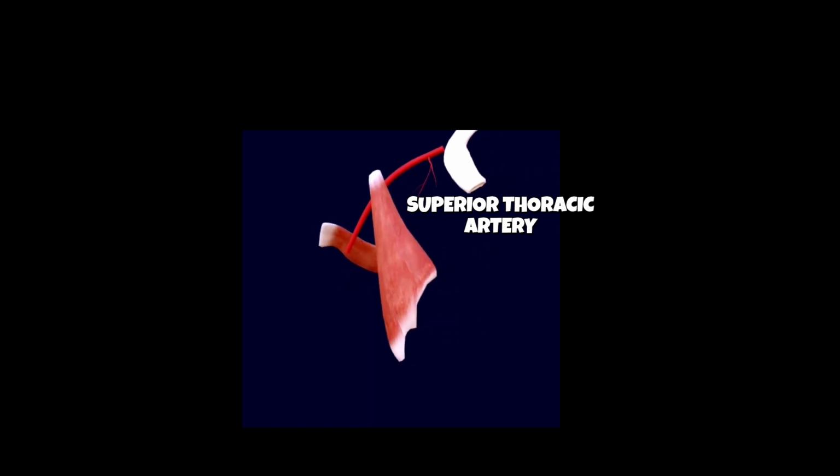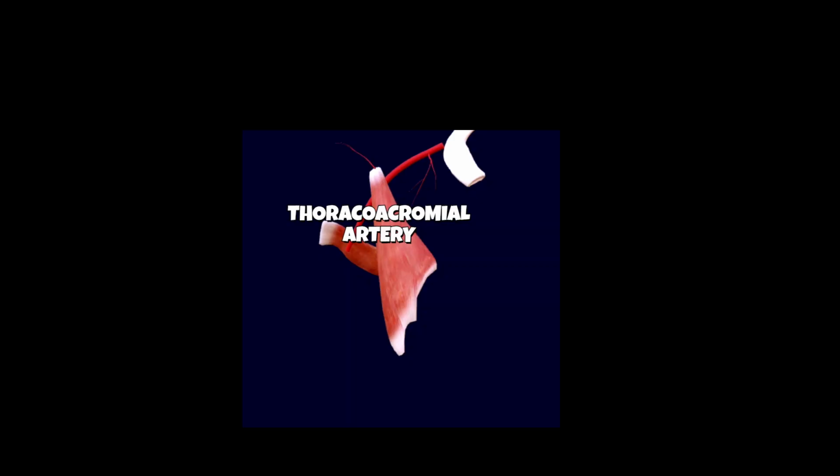A branch of the first part is the superior thoracic artery, which is a small artery arising from the anterior surface of the first part and supplies the upper portion of the medial and anterior walls of the axilla, including the first and the second intercostal spaces and adjacent musculature. The second part gives rise to the thoracoacromial artery as well as the lateral thoracic artery.